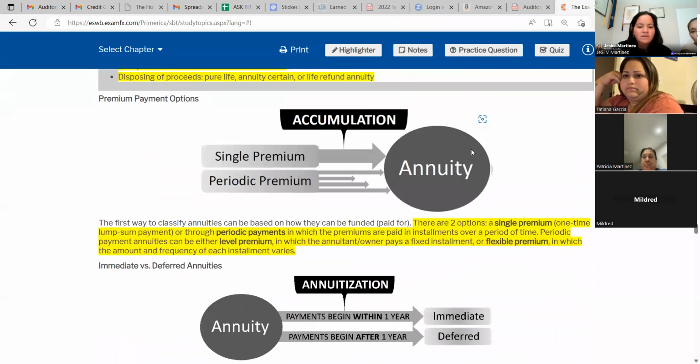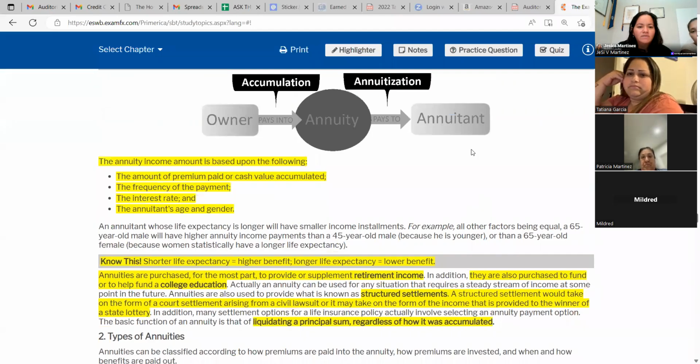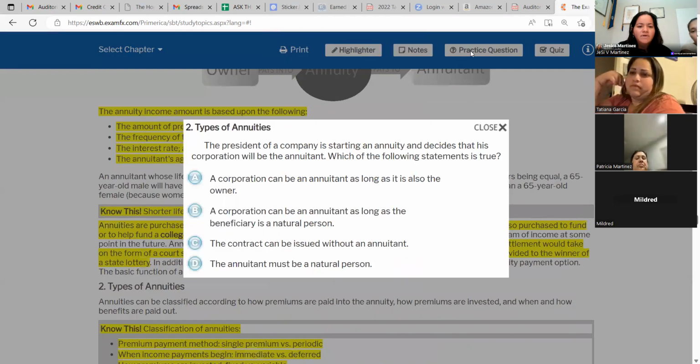Let's go. Was that the beginning of it? Let me see. Okay. The president of a company is starting an annuity and decides that his corporation will be the annuitant. Which of the following statements is true? A corporation can be an annuitant as long as it is also the owner. A corporation can be an annuitant as long as the beneficiary is a natural person. The contract can be issued without an annuitant. D, an annuitant must be a natural person.